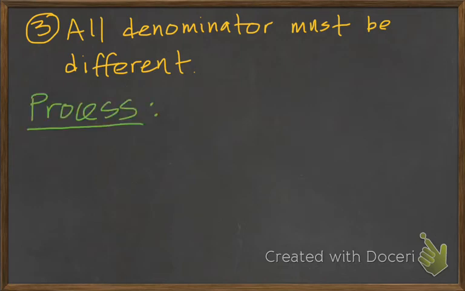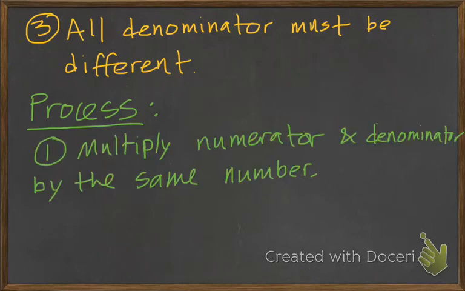All right, so the process. Again, 3 steps here. First, multiply numerator and denominator by the same number. In other words, multiply by 1 in a special way. It's best to start with 2. That doesn't work. Try 3. That doesn't work. 4, and so on.